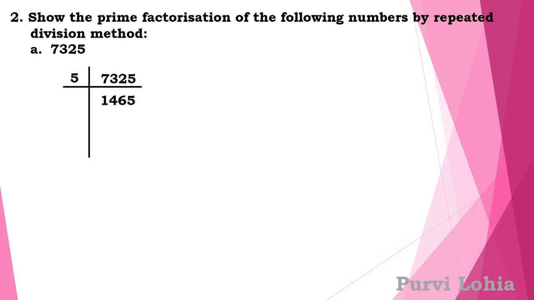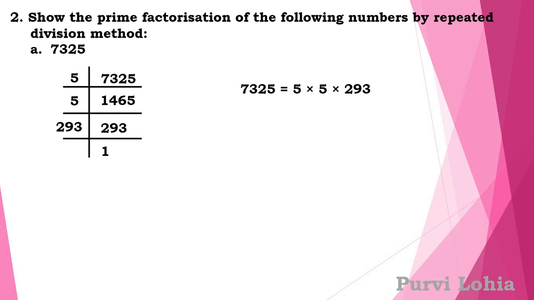So it will be written 1465. Again, this number is not divisible by 3, it is divisible by 5. So it will be divided by 5 and the quotient will be 293. Now students, 293 is itself a prime number. So it will get divided by itself and will get 1. And we have to stop here once we get 1. So 7325 is 5 into 5 into 293. Okay. Next question.